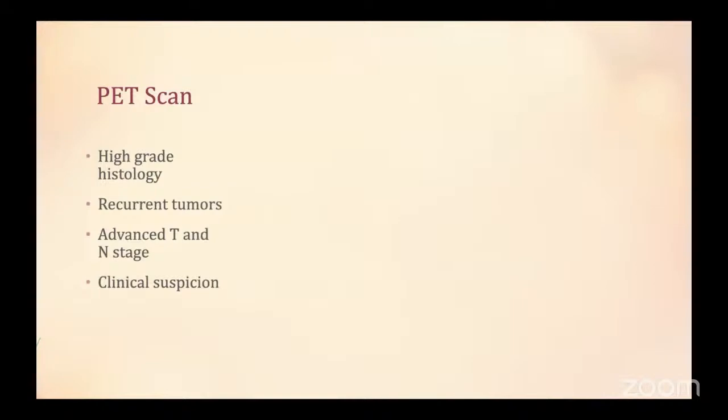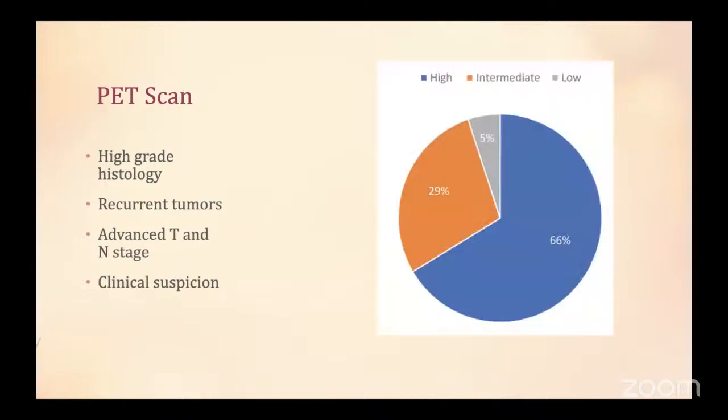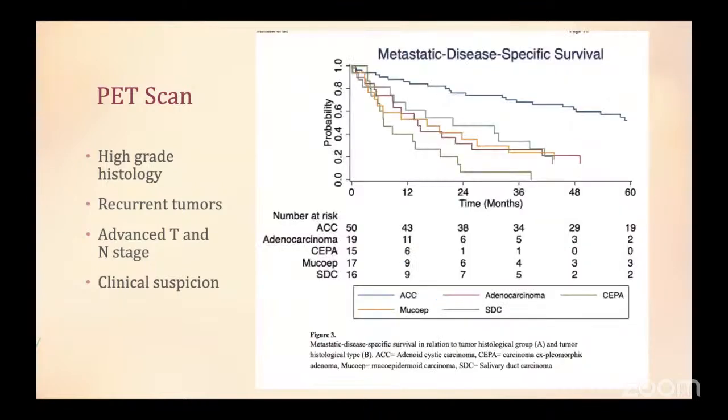PET scan, the indications of PET scan in parotid tumors are high-grade histology, recurrent tumors, advanced T and N stage, and when there's a clinical suspicion. High-grade tumors can have upwards of 50% risk of metastasis. So PET scan is very important in high and even intermediate grade histologies.